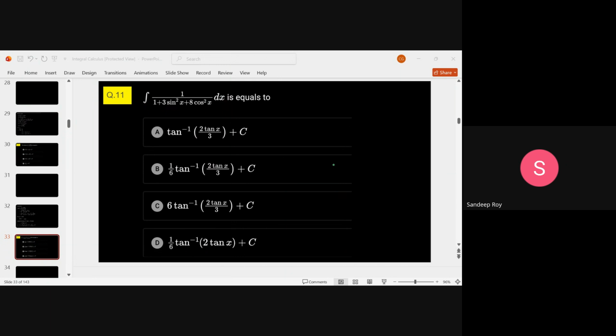So this is a standard integrand, right? There is a standard approach you need to follow here. You divide numerator and denominator by cos square x. If you divide numerator and denominator by cos square x, the integrand will be what? The numerator will be secant square x, because you are dividing by cos square x.